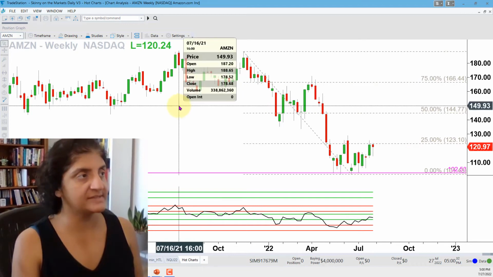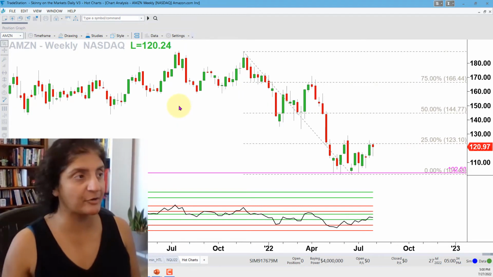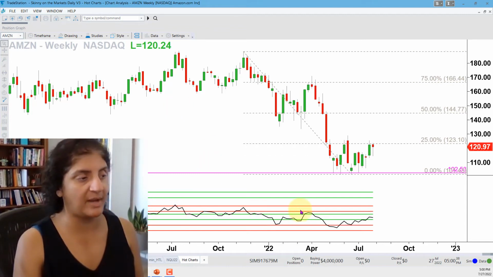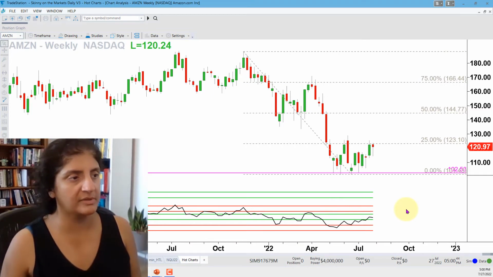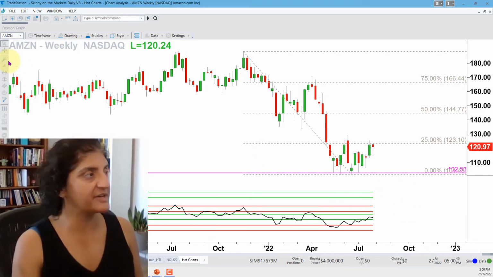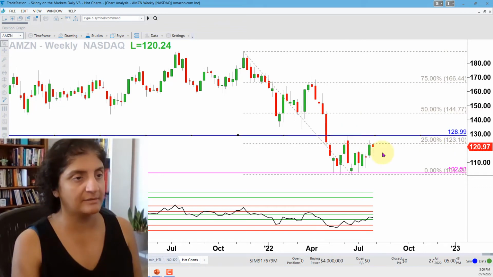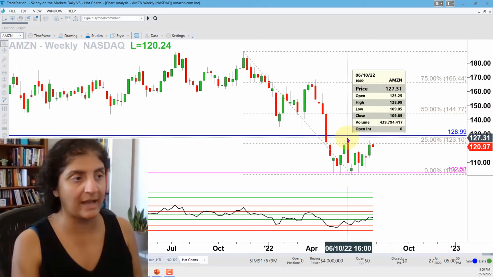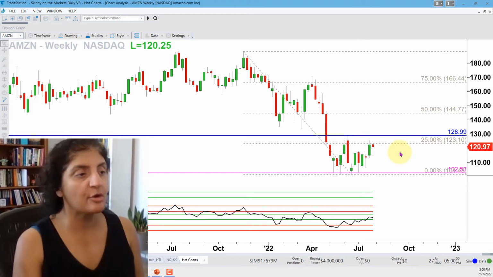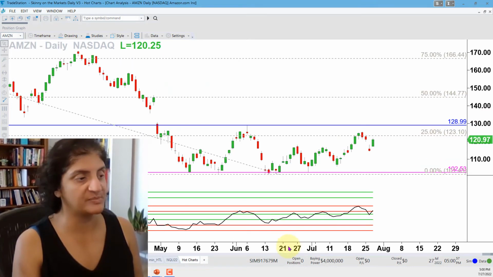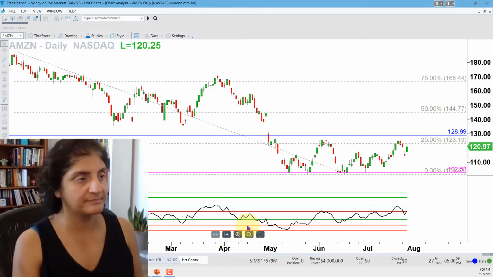So overall, since July of last year, so the entire past year, Amazon has remained weak. And you can see it's been dominated by the bear resistance power zone and the bear support power zone. So coming into earnings, what more can we expect? Well, we have this very significant level right here at 128.99. It's a weekly high. So we'd have to climb above that to see anything further. So let's bring it to the daily chart and see more specifics about what that could be.